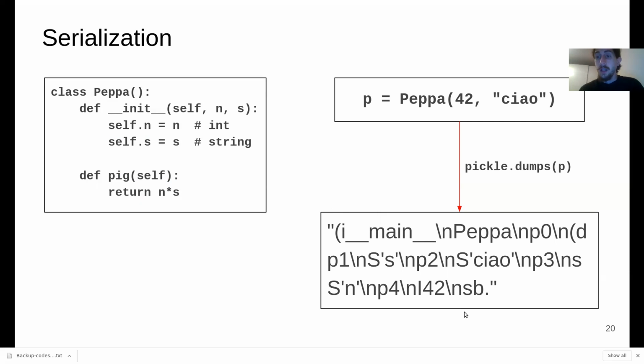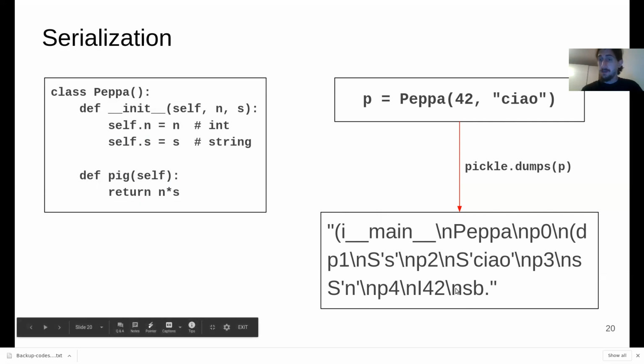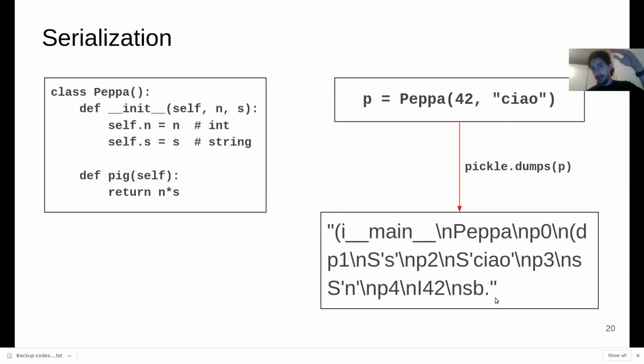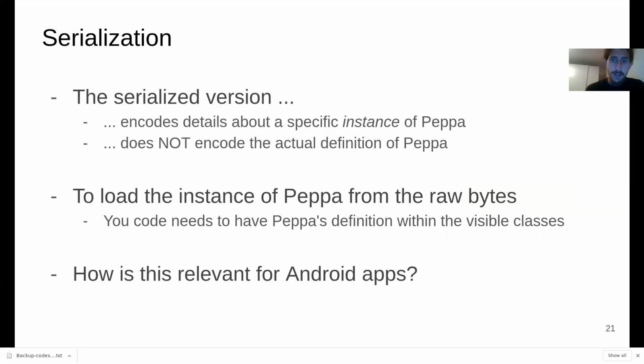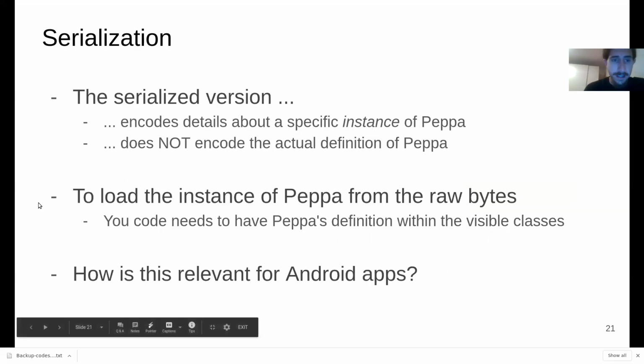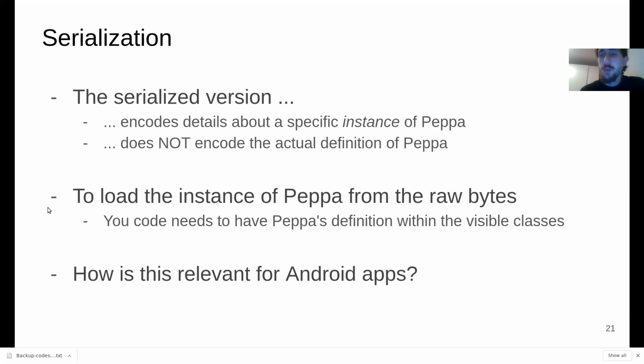It's gonna say, oh, I'm gonna deserialize an instance of the class Peppa, but I have no clue what Peppa is, okay? So the way to do it is that first you import the Peppa definition, so it could be from module import Peppa, or you can copy the class Peppa in your file, and only then you can deserialize this thing. Only then you can do pickle.load on the string of bytes, okay? So again, to load the instance of Peppa from the raw bytes, your code needs to have the Peppa definition within the visible classes, otherwise it's not gonna work.